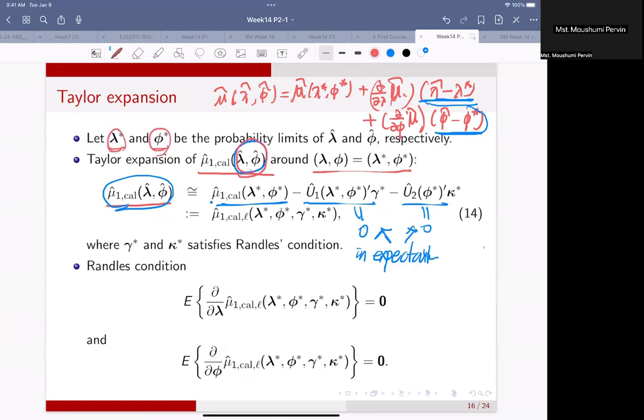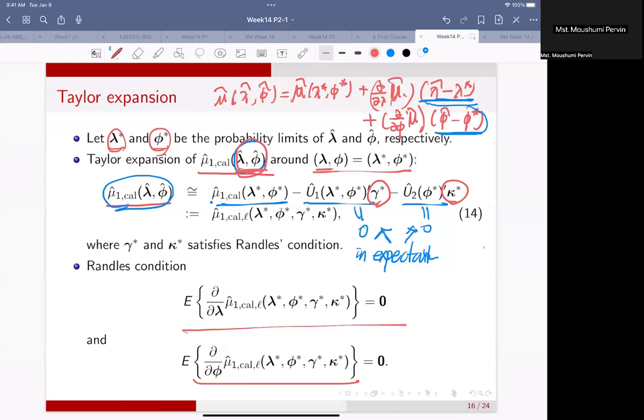But instead of using the original parameter lambda, we use a different parameter. It's kind of a dual parameter. Gamma and kappa. And transfer the uncertainty in lambda hat and phi hat to the uncertainty in gamma hat and kappa hat. So basically once you view it as an equation, this is lambda Render's condition.